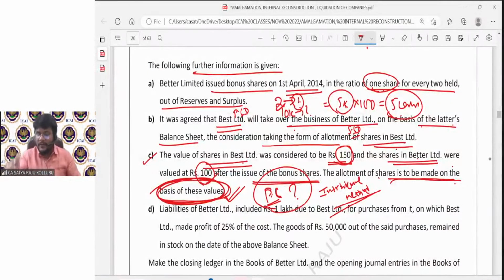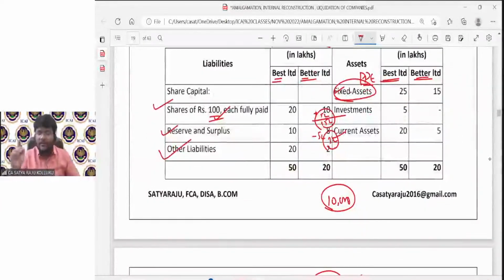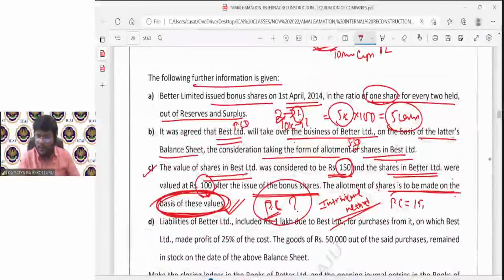Do you understand? So simply, PC is equal to how much, sir? PC is equal to the number of equity shares in the selling company multiplied with the intrinsic value per share in the selling company. Now, how many equity shares are there in the selling company? After the issue of bonus shares, 15 lakh divided by 100 means we have 15,000 equity shares. Intrinsic value per share in the selling company was given as 100. That's why PC is equal to 15 lakhs.